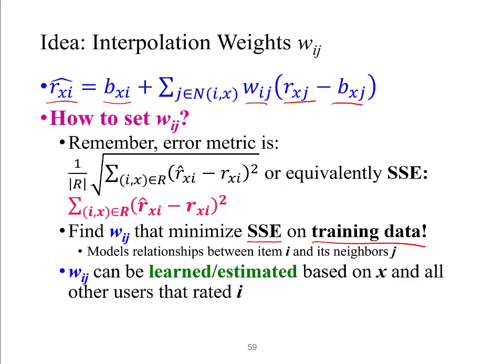And hopefully, when it works well on training data, it will work well on the testing data as well. And so essentially, by doing this, we model the relationships between item i and its neighbor j. So Wij can be learned or estimated based on user x and all other users that rated i, because we also need other users that rated i to extract, or to model, the relationships between item i and its neighbors.